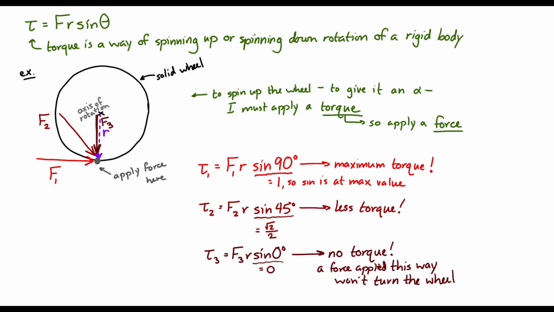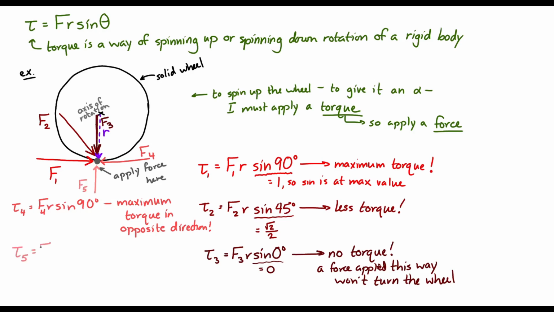Now likewise, I can keep going around and try different angles. If I apply this way, I will also get a 90-degree angle, and that would give me a large torque. However, it would give me a torque in the opposite direction to what I saw previously. And if I applied a force this way, then I'd have an angle of 180 degrees, and I would get no torque out of it, right? I would not get the wheel to spin.